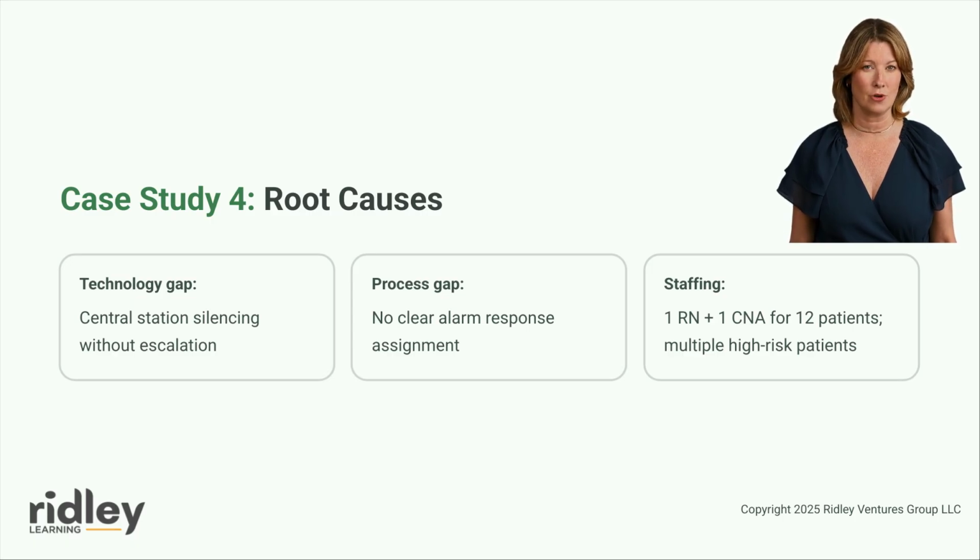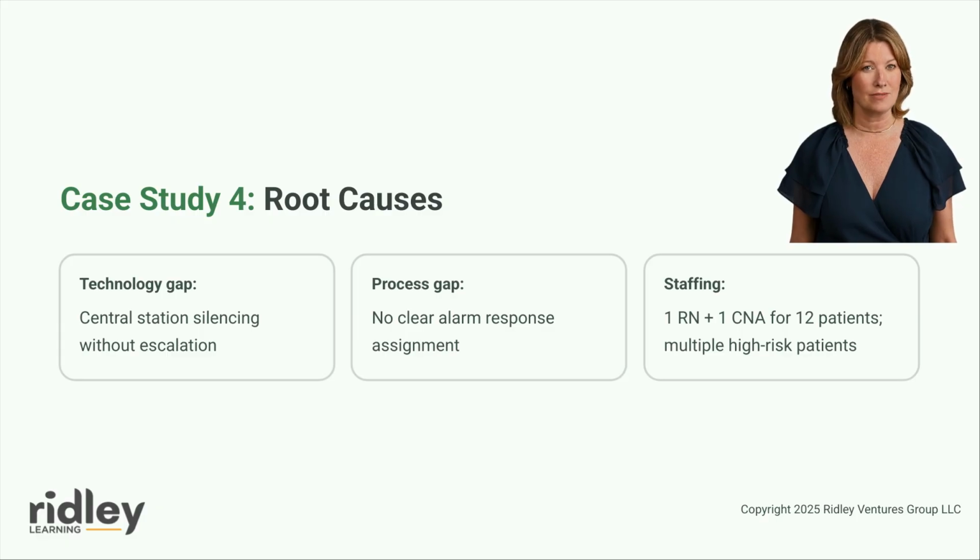Fall risk reassessment was not performed after evening confusion was noted, and the toileting schedule was not adjusted for the patient's nighttime confusion pattern. Looking at staffing and workload factors, night shift staffing was at minimum level with 1 RN and 1 CNA for 12 patients. There were multiple high-fall risk patients on the unit with competing demands, and the CNA was caring for 12 patients, exceeding the recommended ratio of 1:8.